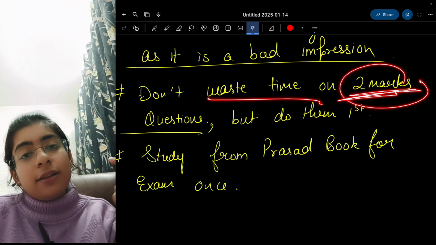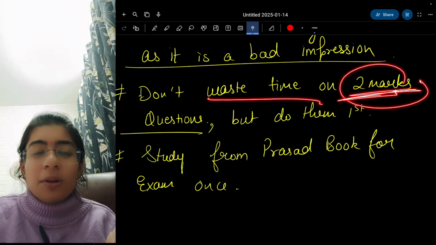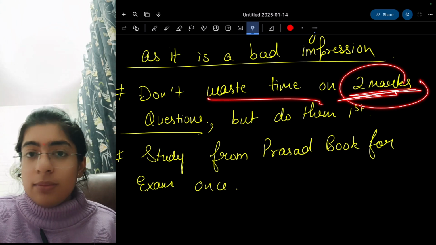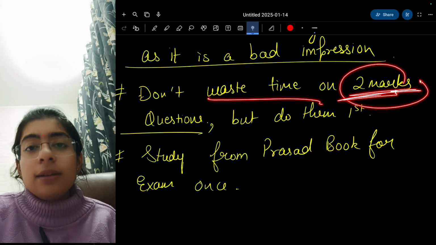And even if you write 2 pages and the reason is not matching, or you are just beating around the bush, then you will not get a single mark. So they are very strict in marking.